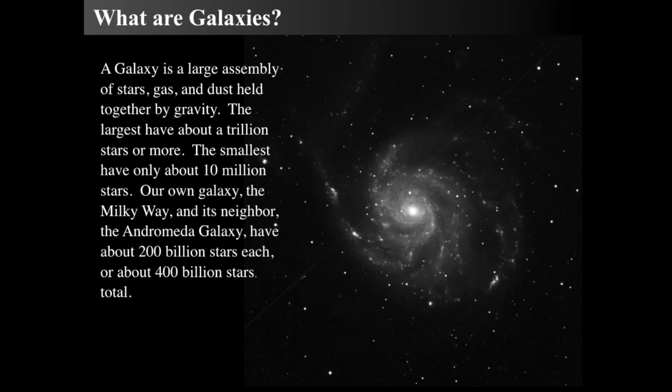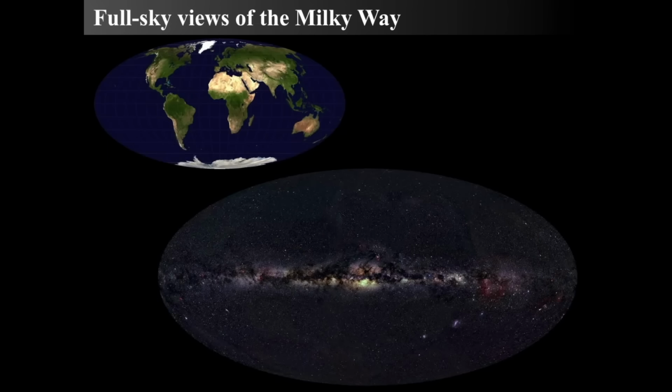Both our galaxies have about 200 billion stars, for about 400 billion stars between the two galaxies that make up the local group. And this is the Pinwheel Galaxy, or M101, and this is an image taken with the Palomar Digital Sky Survey. All right, so let's take some full sky views of the Milky Way to see what the Milky Way looks like in different wavelengths of light.